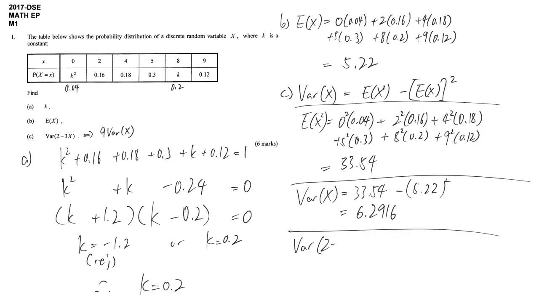After that, we can answer the question. Variance of bracket 2 minus 3x is equal to 9 times, that means 3 squared times the original variance. 9 times our intermediate result before, and we get 56.6244. A standard easy question that you should be able to solve within 5 minutes.